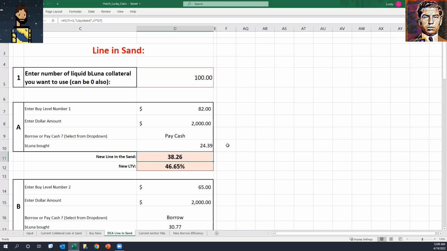All right, so that's pay cash. So let's kick that back up to borrow, because let's say you don't have the cash, right? Sure. So now your line in the sand went from 40, but you kicked it up to 43 because you're borrowing against that old line of the sand, that capacity, and you're kicking it up a notch. That's okay. You feel pretty good.